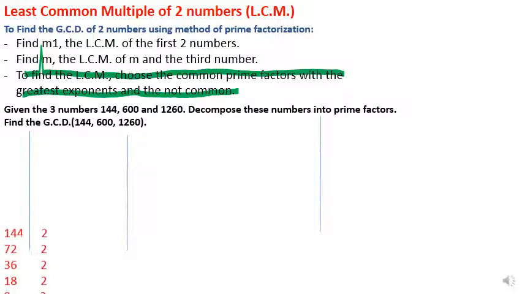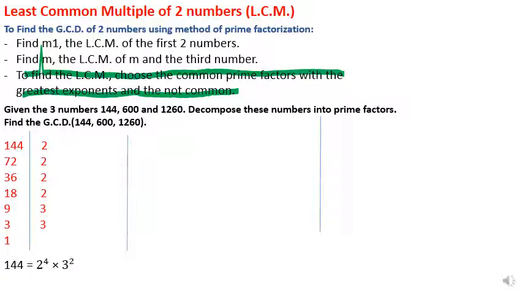If we have 144, this is the prime factorization. Also the prime factorization of 600. Of course, I'm not going to explain it in detail because we've already explained this. And also, let us find now the least common multiple.